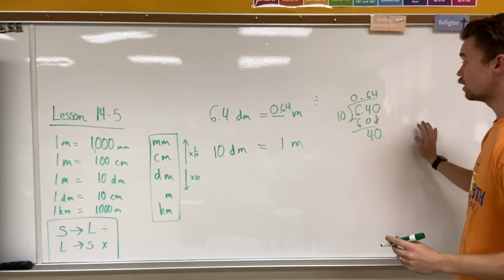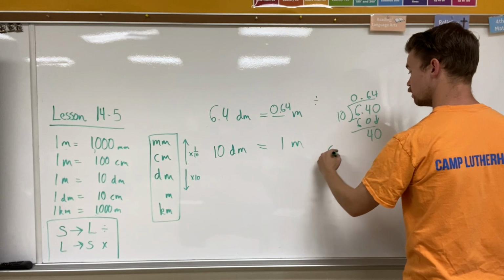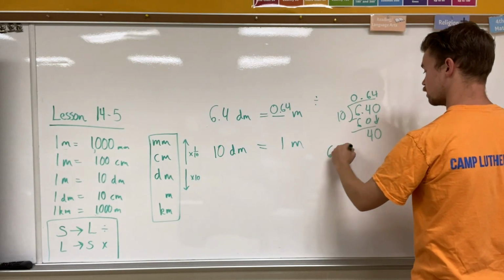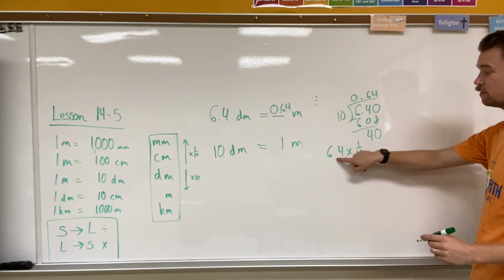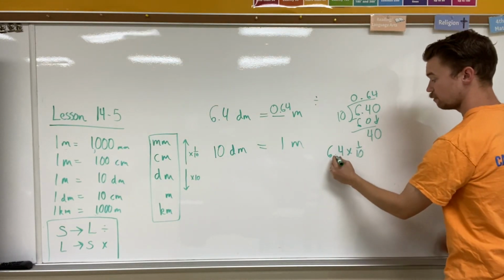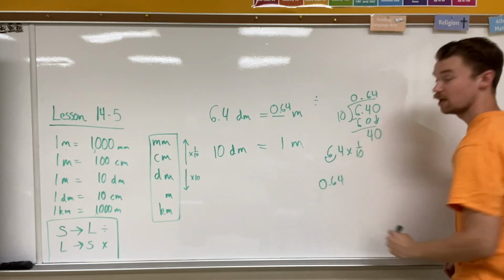I also could have done this. I could have had 6 4/10 times 1/10. And times 1/10 means that we're going to be moving the decimal place over one spot because of the 1 zero. Moving over one spot, 0 and 64 hundredths.